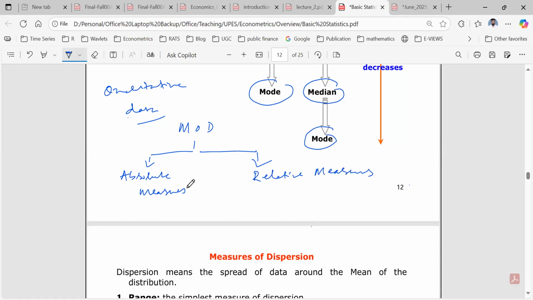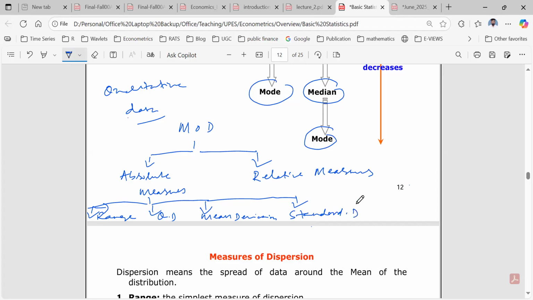Okay. What are the absolute measures of dispersion? They are basically range, quartile deviation, mean deviation, and standard deviation. First one is range. Then quartile deviation, QD. Then mean deviation, then standard deviation. So these are absolute measures of dispersion.